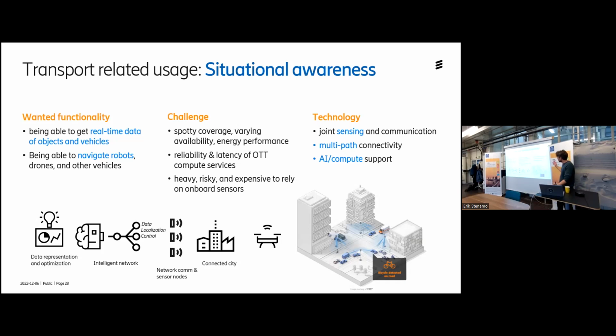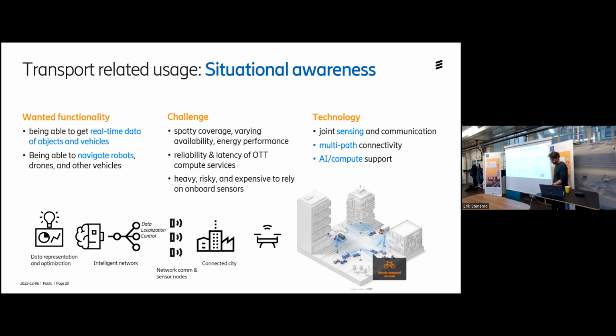You probably need multipath connectivity, connecting to multiple points in the network at the same time to be able to ensure that you always have a connection. So when you are a drone and you move around in the city, you may need several links at the same time, so that if one link is blocked, you still have two others to survive. So that needs to be up and running in the network.